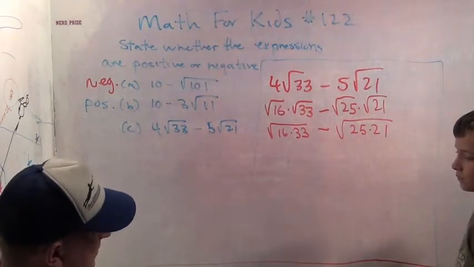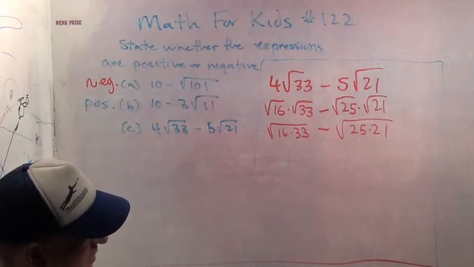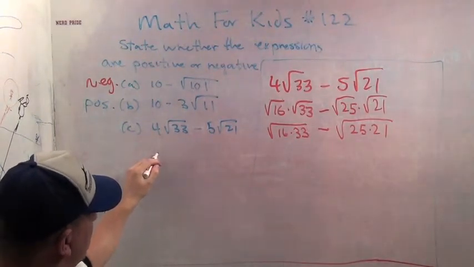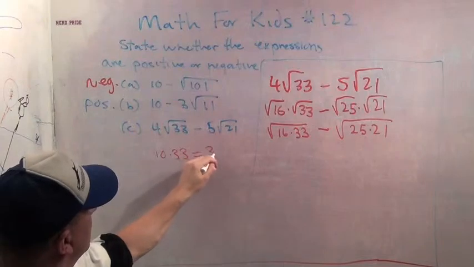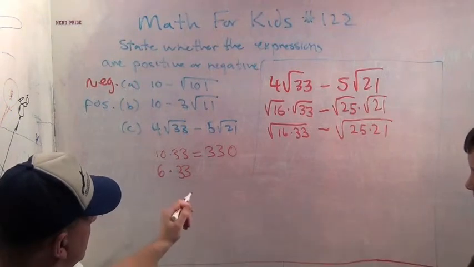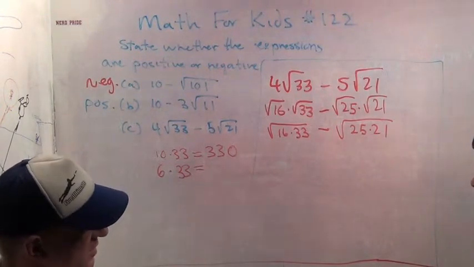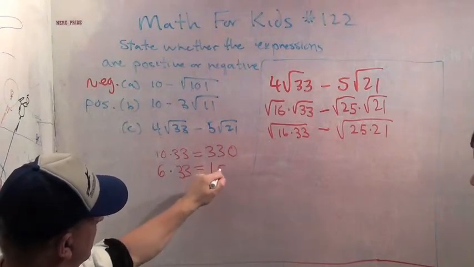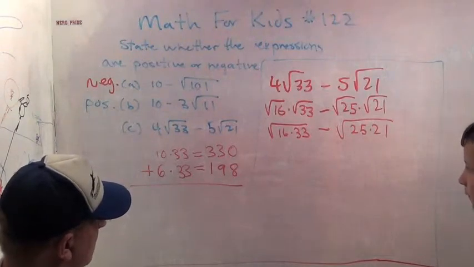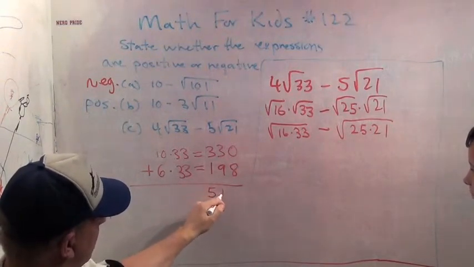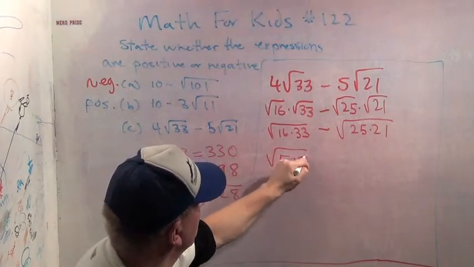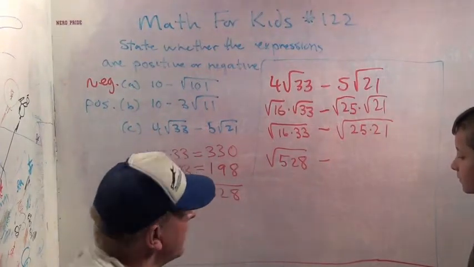Okay, so should we do 16 times 33? Yeah. All right. Well, I can do 10 times 33, it's 330. Now I just got to figure out what 6 times 33 is. 6 times 33 is 180 plus 18, which is 198. Okay, so we add these together, what do we get? 528, or 400 plus 120 plus 8. So this is the square root of 528. That's awesome. Good job.